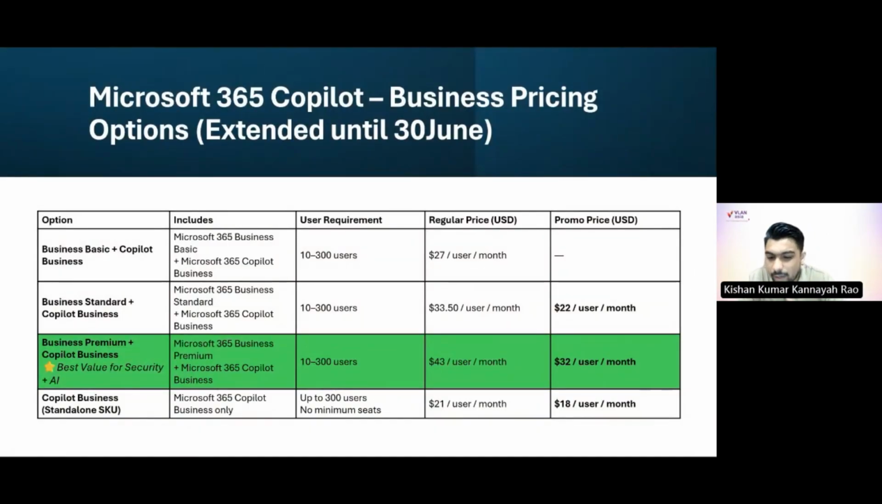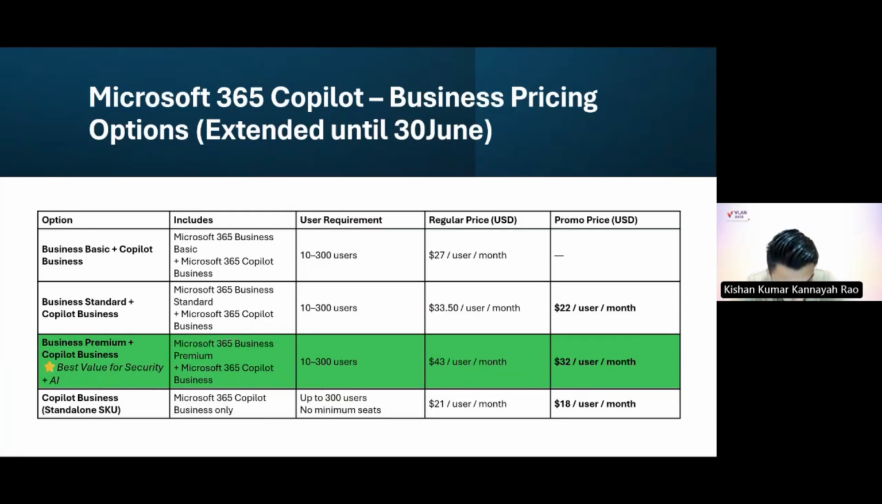Now we are almost at the end of the session. I would like to share the Microsoft 365 Copilot business pricing option, which has been extended until 30 June. Last time they were offering until March, but now they extended it until 30 June. So if you are looking for business licenses, maybe you already have Business Basic or Standard, maybe your renewal is around the corner, and now you're looking for Copilot integration as well. Maybe you are using Business Standard.